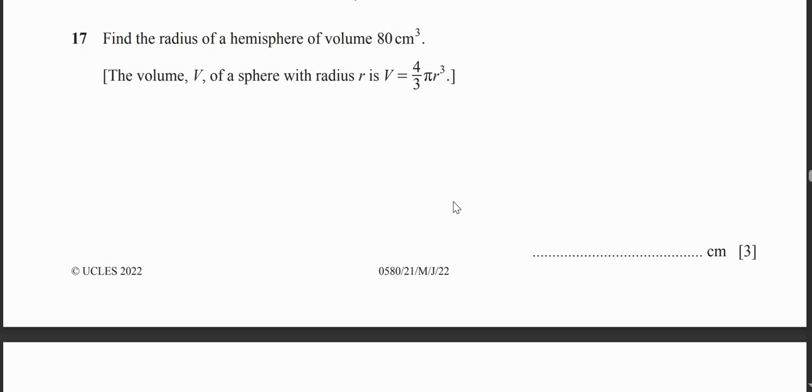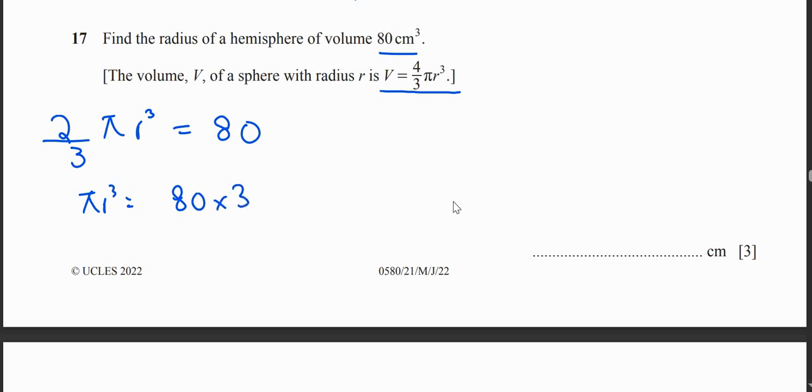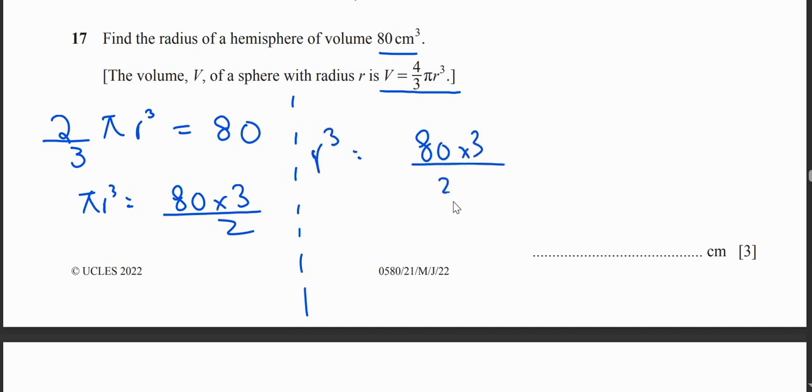So it says find the radius of a hemisphere of volume 80. They have already given you the volume. Hemisphere is half of sphere, so you guys will just do 2 upon 3 pi r cube. So we already know that the volume 2 upon 3 pi r cube is equal to 80. So pi r cube is equal to 80 multiplied by 3 divided by 2. Then r cube is equal to 80 multiplied by 3 divided by 2 pi actually. So let me do that for you.